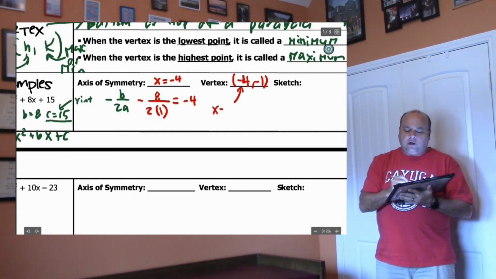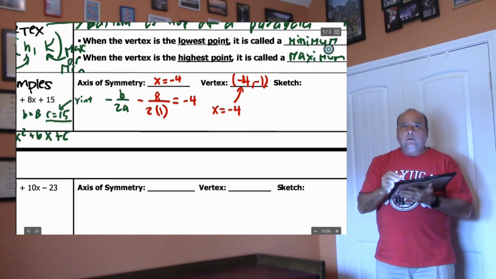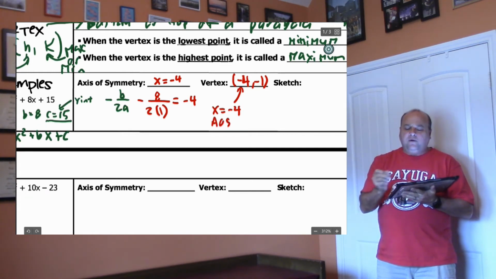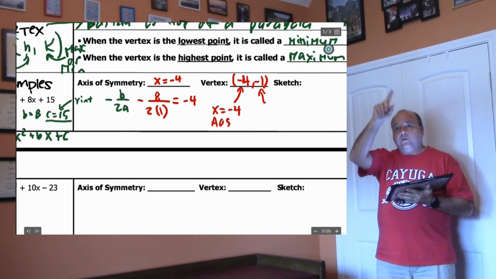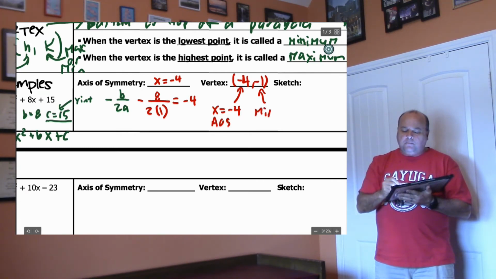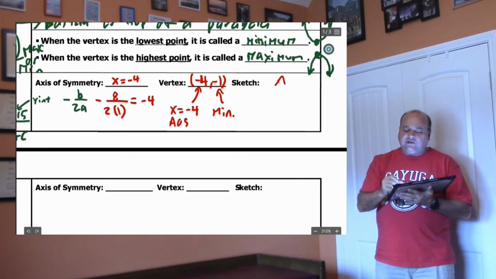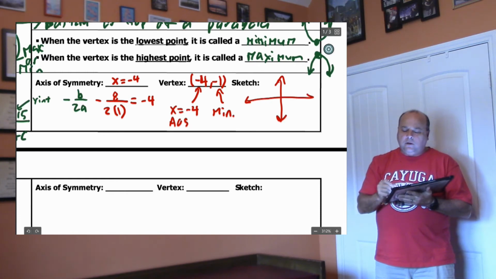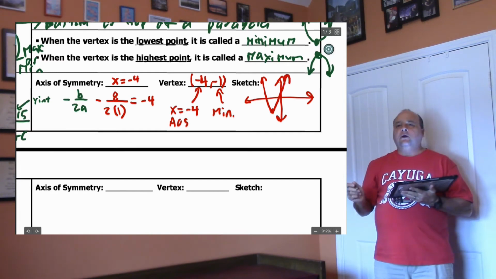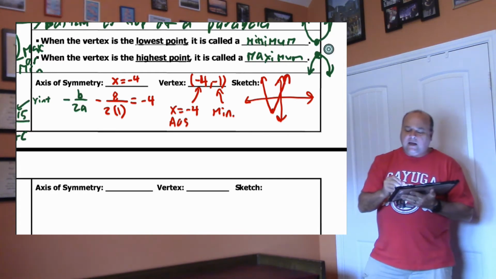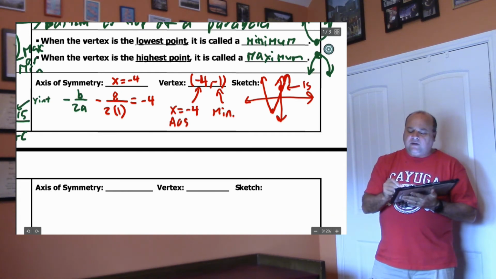This right here will turn into the axis of symmetry, and I'm going to abbreviate that. The graph opens up, so that's my minimum. And the sketch is going to look like this, right? Negative 4, negative 1 is right here, and the graph does this. That's all you need to do, okay? Piece of cake. This point right here is going to be 15.